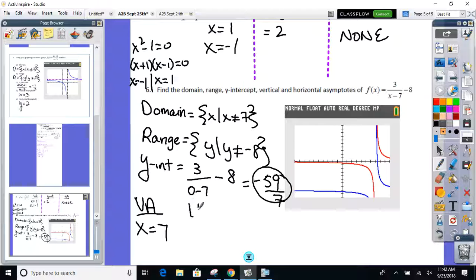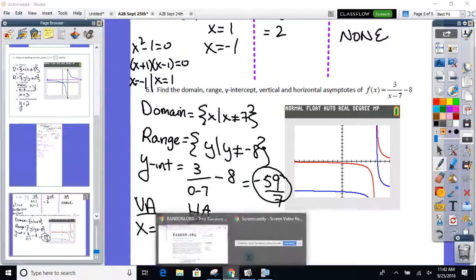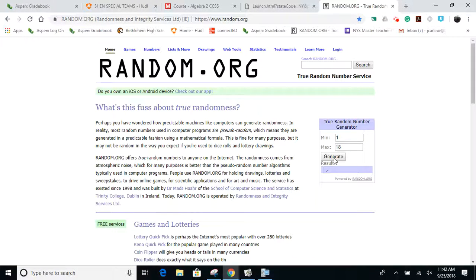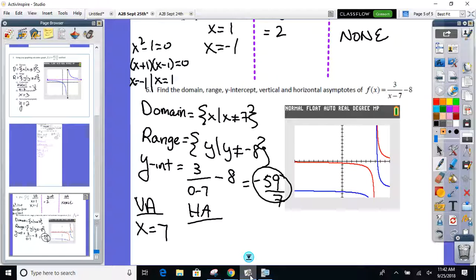Okay? And what about horizontal now? Let's finish this off strong. Horizontal asymptote. Oh, I don't want a number. Attach a y equals. It was 0, but then I moved it down 8. So y equals -8.